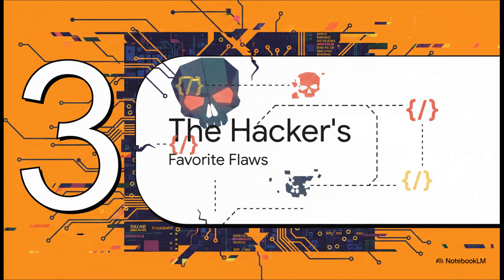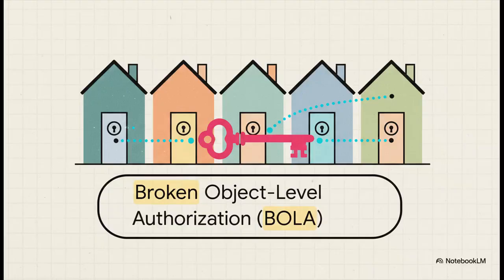Well, they look for a few common and absolutely devastating flaws in how they were built. Let's look at 2 of the biggest ones. First on the list, and probably the most common API vulnerability out there, is broken Object-Level Authorization, or BOLA for short. The idea is scary simple.